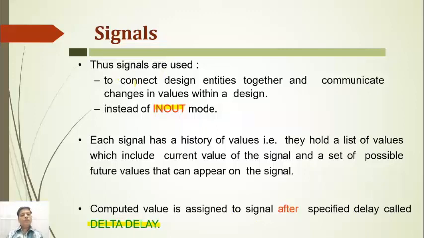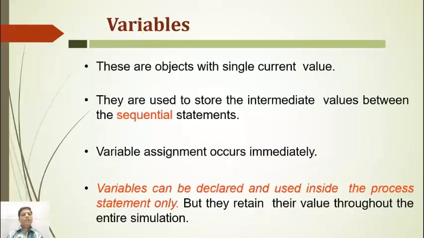Signals are used to connect the design entities together and communicate changes in values within a design, instead of in-out mode. If you cannot define it as a signal, then in the entity you can define that particular signal as an in-out. Okay. Next, variables.